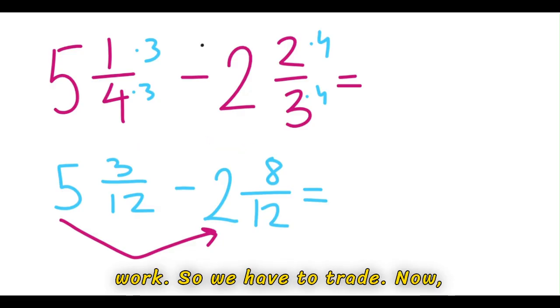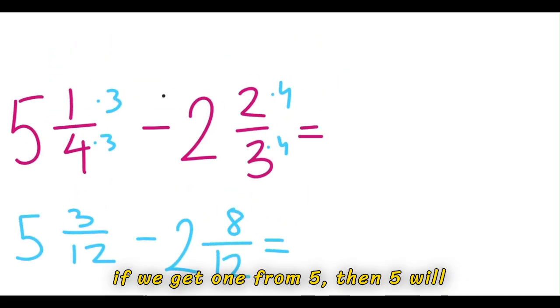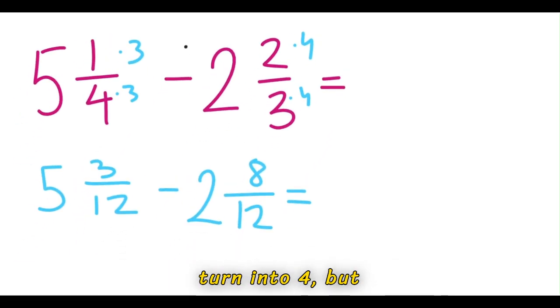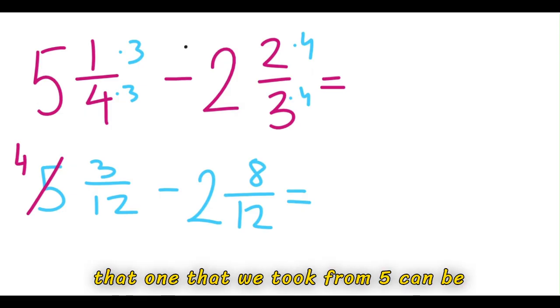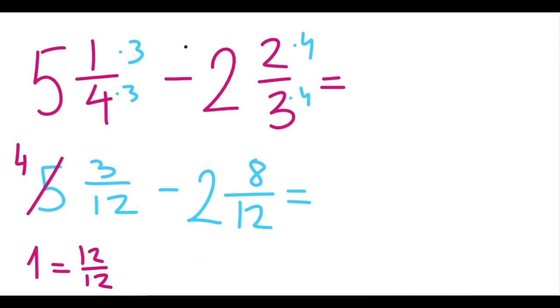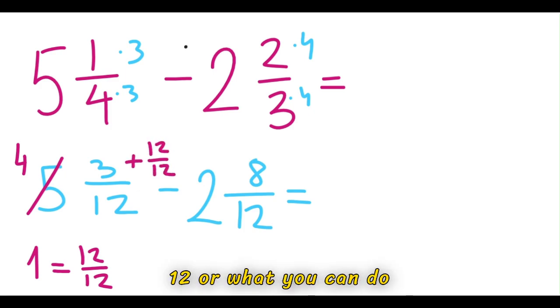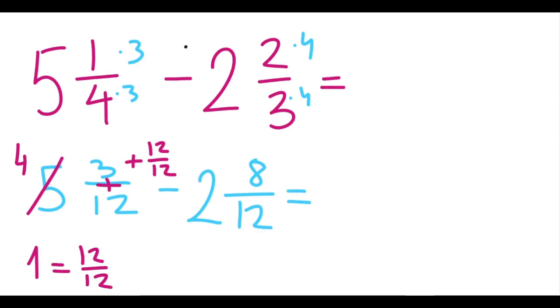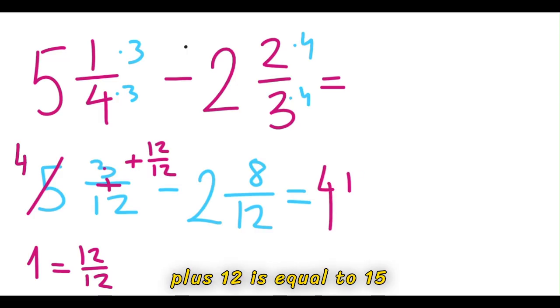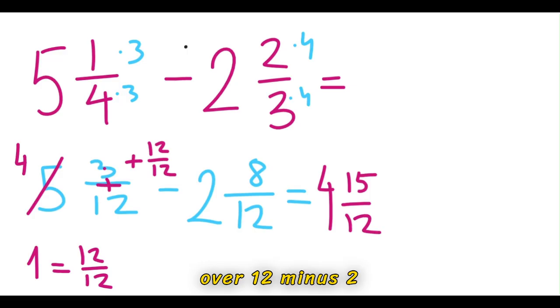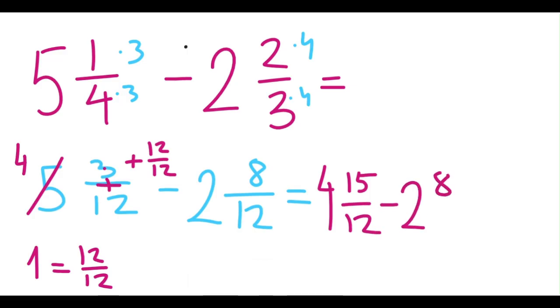So we have to trade. Now, if we get 1 from 5, then 5 will turn into 4. But that 1 that we took from 5 can be written as 12 over 12. So basically, add your 12 over 12. Or what you can do is just turn this into plus. And you get 4, 3 plus 12 is equal to 15 over 12 minus 2 and 8 over 12.